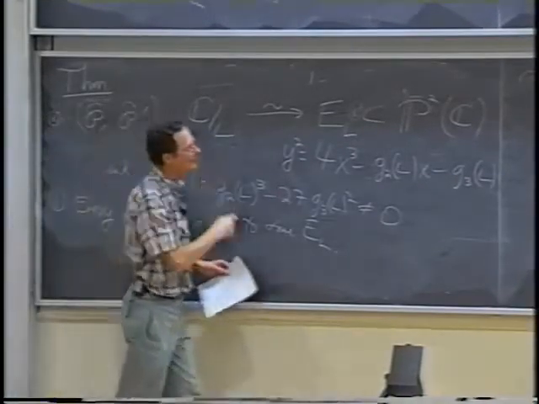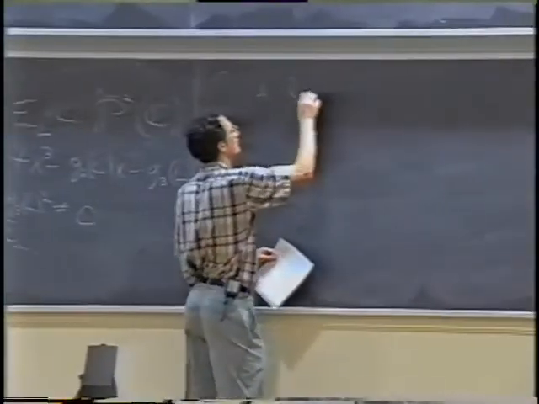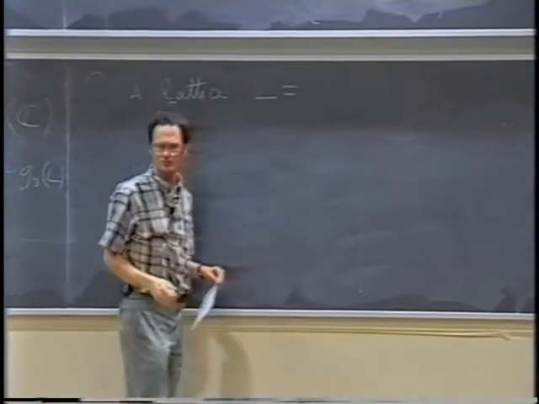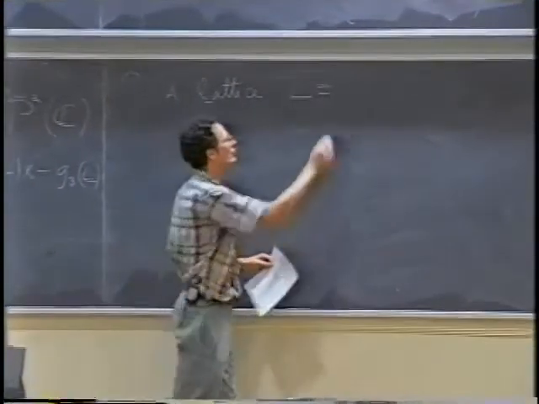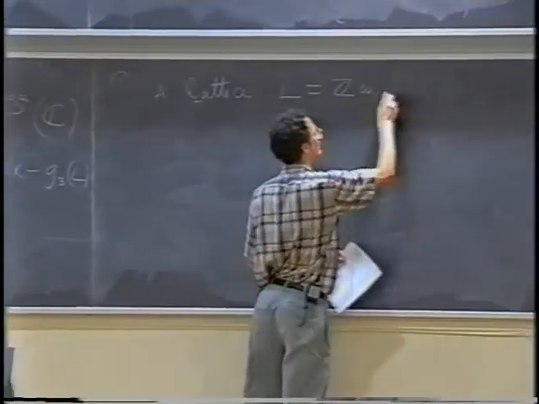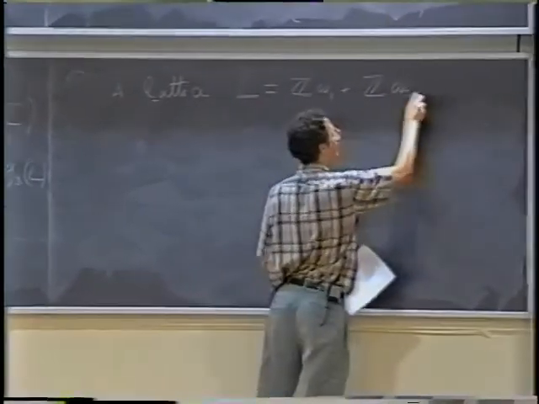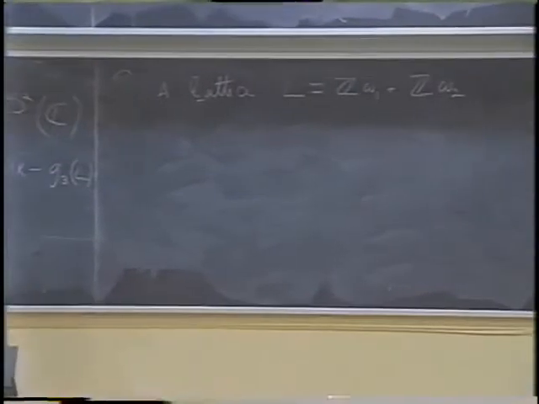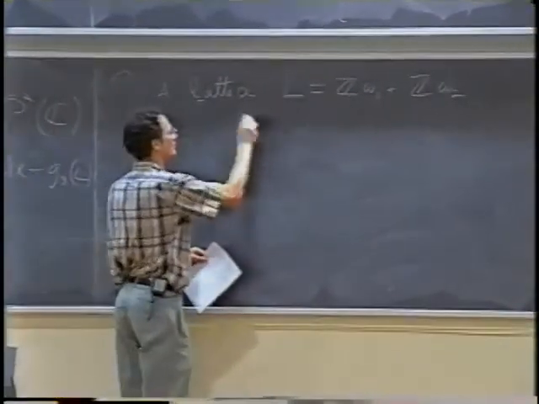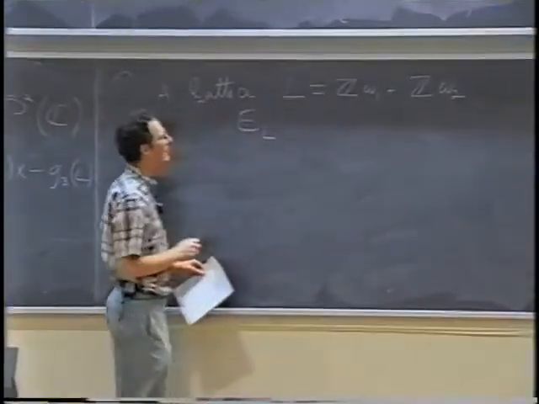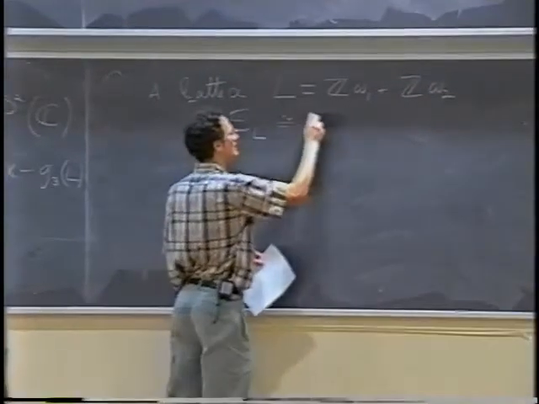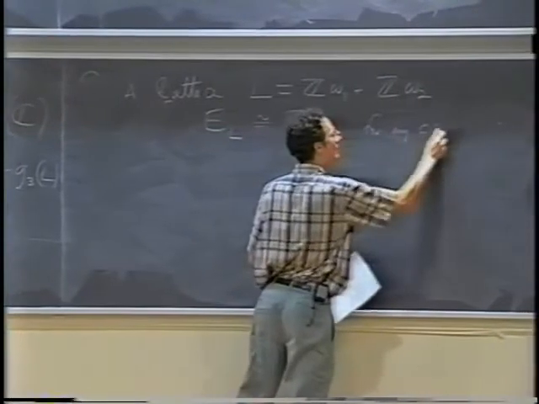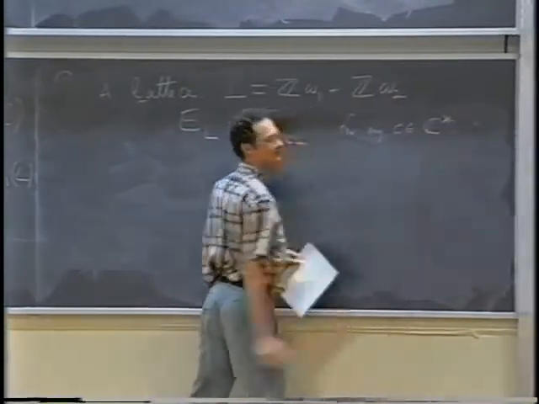All right, so a lattice L is just a free group of rank 2. So if we choose a basis, it would look like Z omega 1 plus Z omega 2, say. But it turns out that homothetic lattices give the same elliptic curve. So E sub L is isomorphic to E sub CL for any non-zero complex number C.